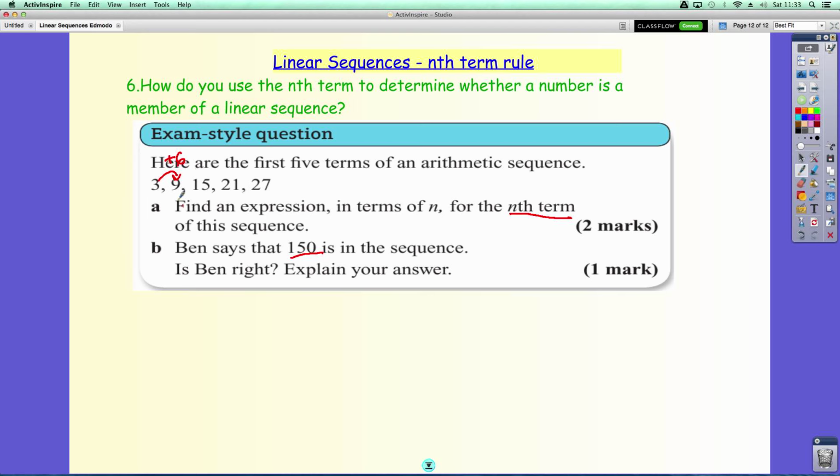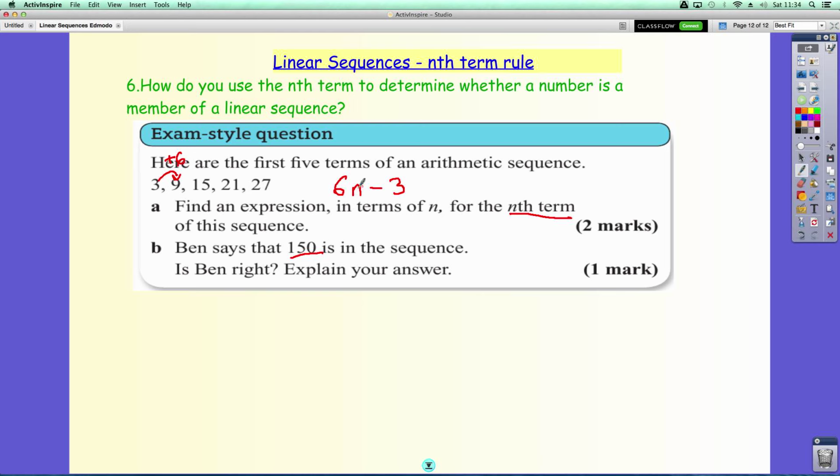And so the other sequence that we know starts with 6 and goes up in 6s is 6n. And to get from 6 to 3, I'm subtracting 3. And I can check that with the others. 6 times 2 is 12. 12 minus 3 is 9. So I have got the right nth term there: 6n minus 3. Now I need to check whether Ben's 150 is in my sequence or not. In order for it to be in my sequence, it has to be one of the positions in my sequence as I go along.